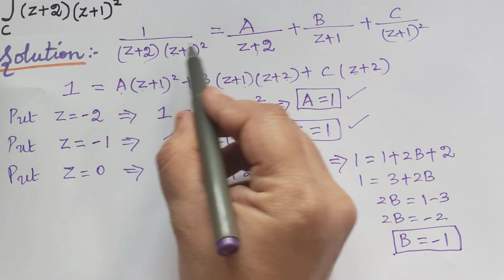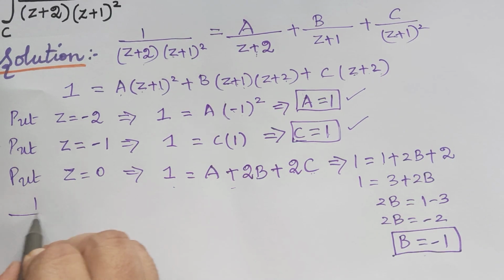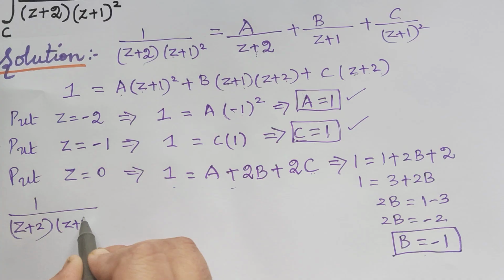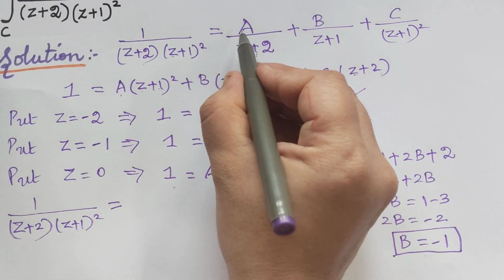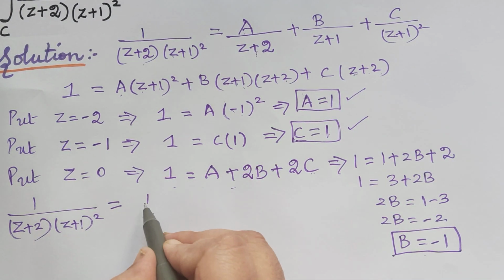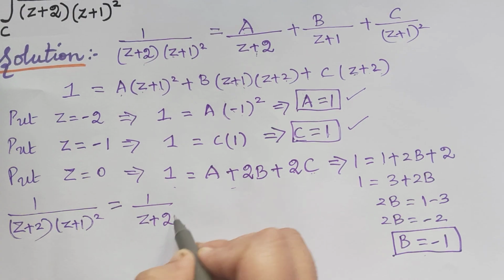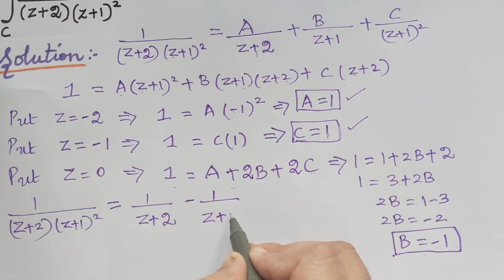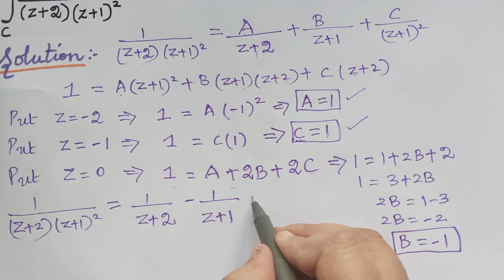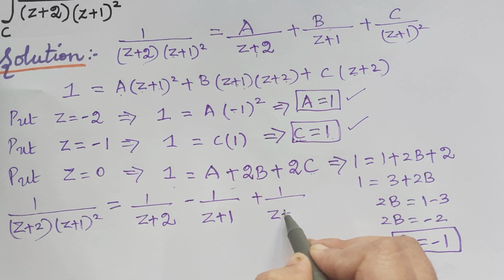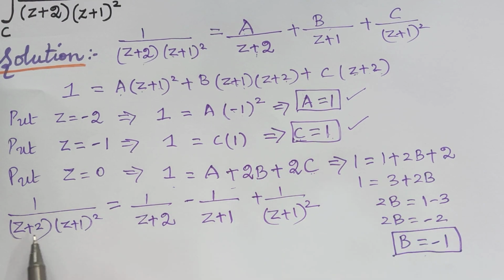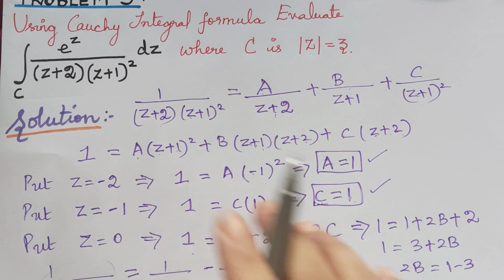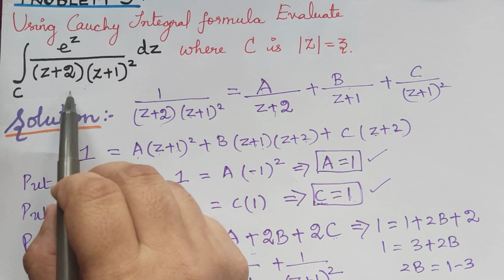Now substituting this, we get 1 by z plus 2 multiplied with z plus 1 the whole square to be equal to, a is 1, so 1 by z plus 2. b is minus 1, so we get minus 1 by z plus 1. And c is 1, and so we get plus 1 by z plus 1 the whole square. So now this has been split up into three different terms, and so this integral can be written as the sum of three different integrals.